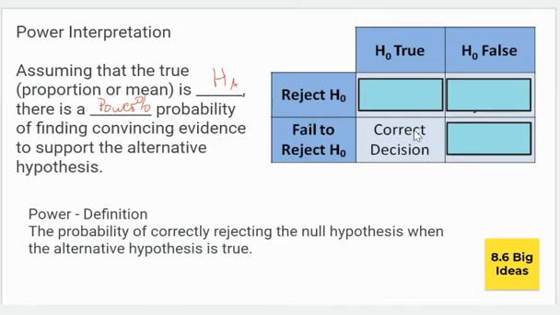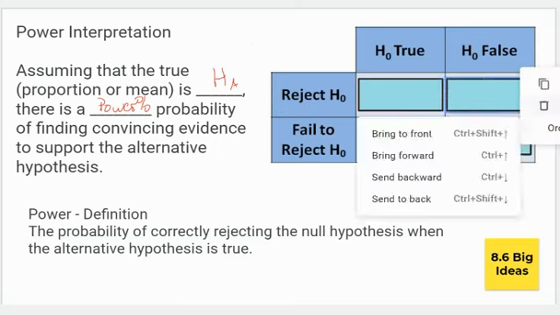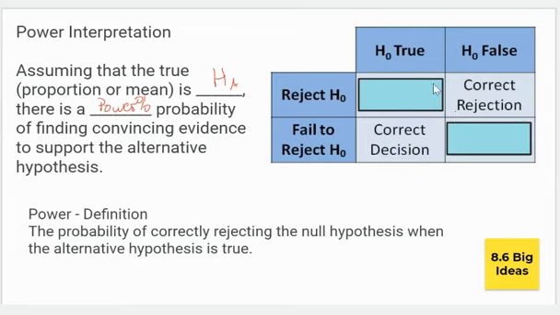So this is good. If the null hypothesis is false and we reject the null hypothesis, then once again, we have made a correct rejection. We have rejected the null hypothesis correctly. But these two combinations are errors. So if the null hypothesis is true and we reject it, we've made a mistake. And that type of mistake is called a type 1 error.